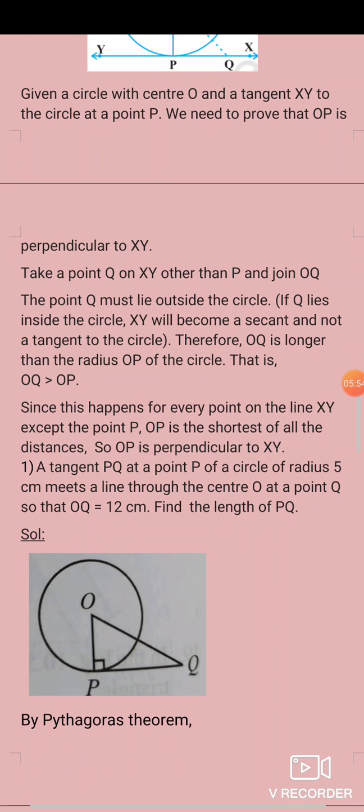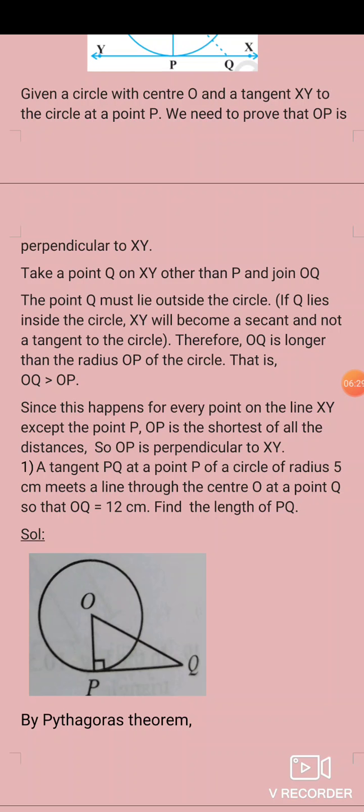A tangent PQ at a point P of a circle of radius 5 cm meets a line through the center O at a point Q, so that OQ is equal to 12 cm. Find the length PQ. We need to find out the length PQ. The radius is given as 5 cm, OQ is 12 cm. So we can apply the Pythagoras theorem.